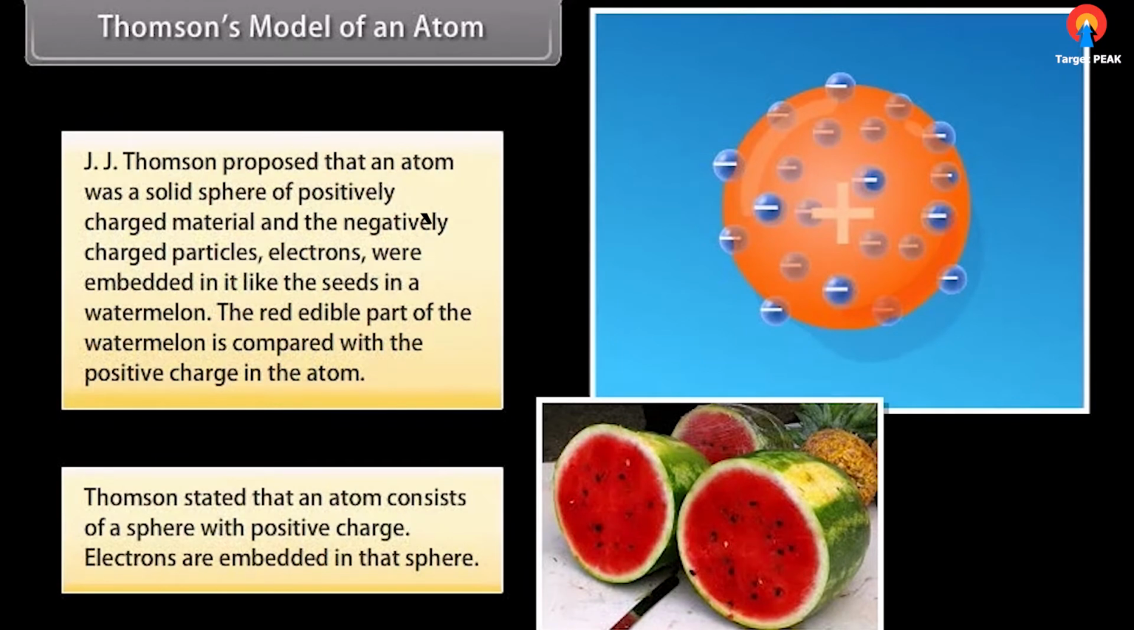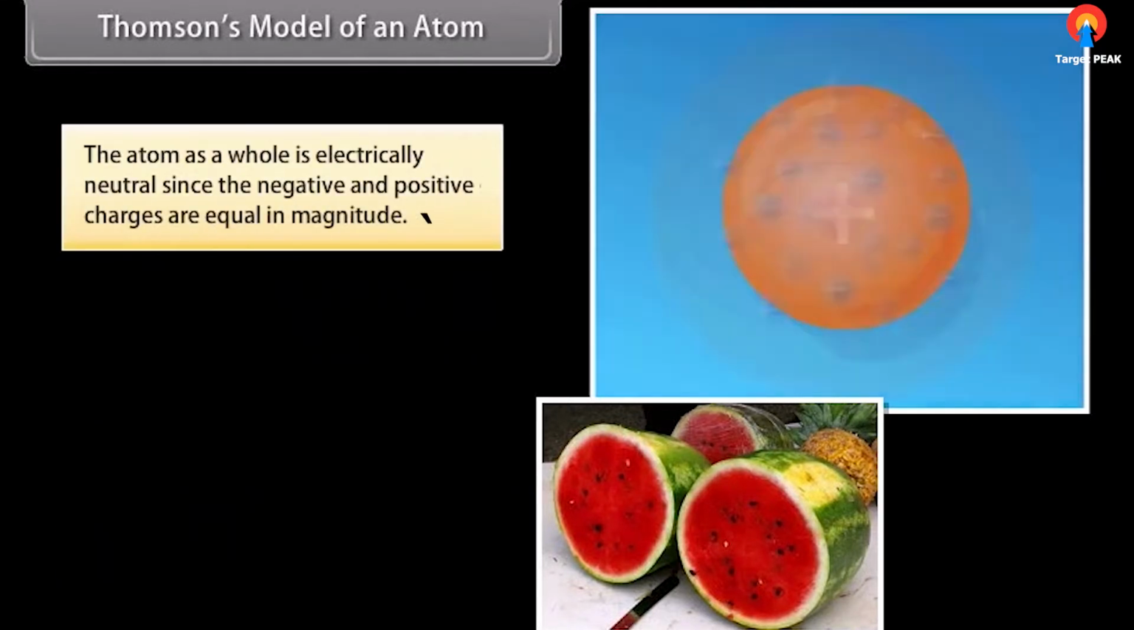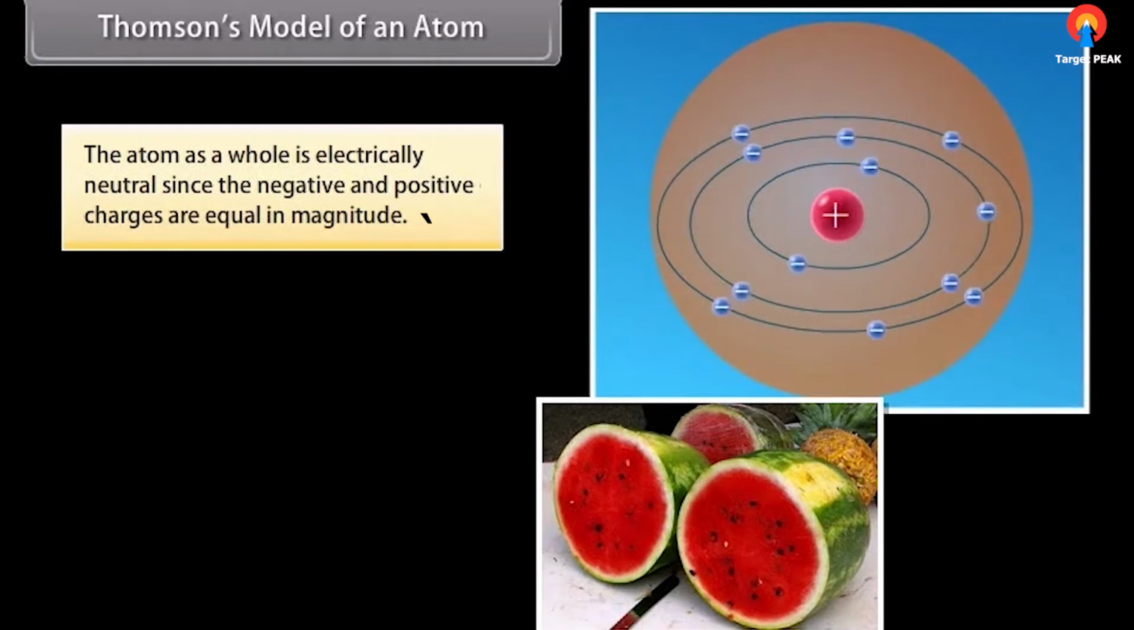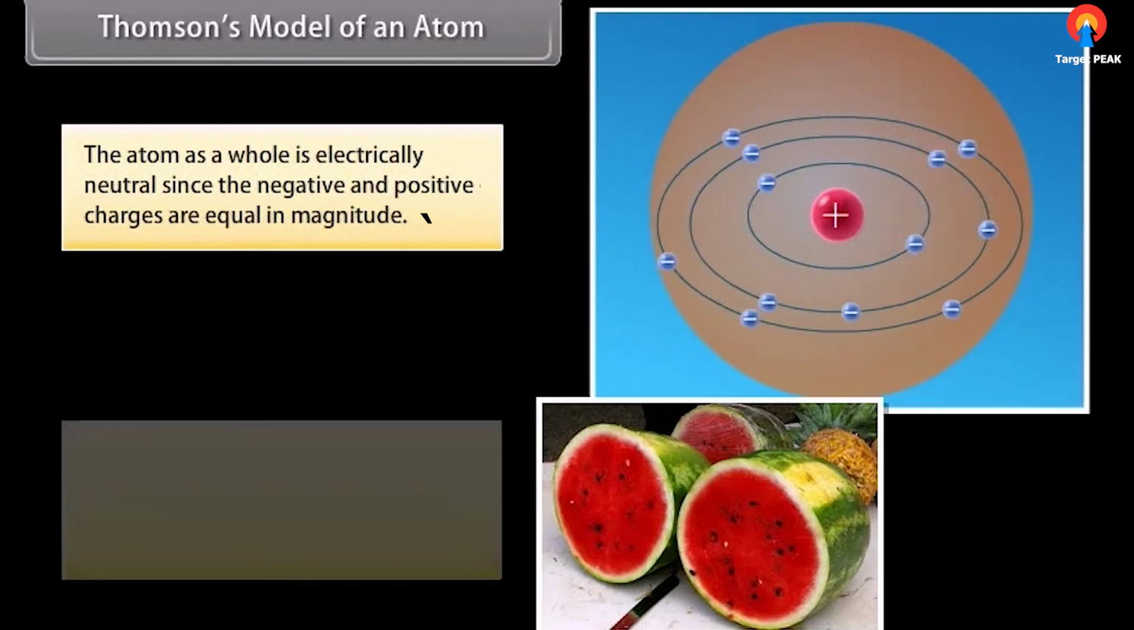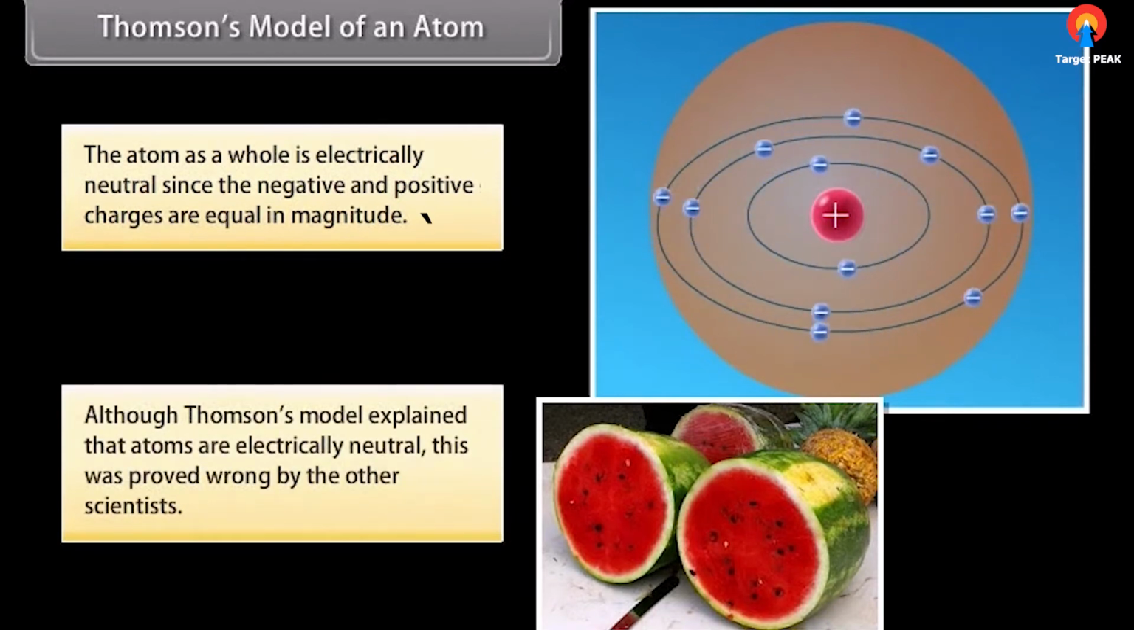Thomson stated that an atom consists of a sphere with positive charge. Electrons are embedded in that sphere. The atom as a whole is electrically neutral since the negative and positive charges are equal in magnitude. Although Thomson's model explained that atoms are electrically neutral, this was proved wrong by other scientists.